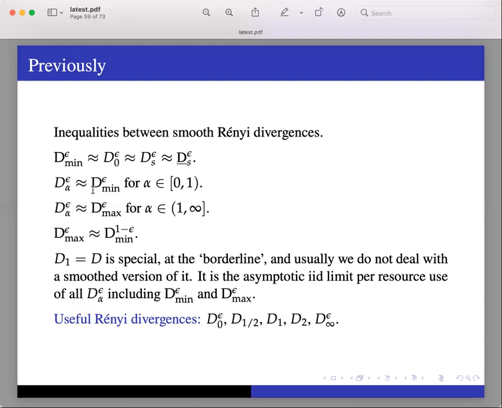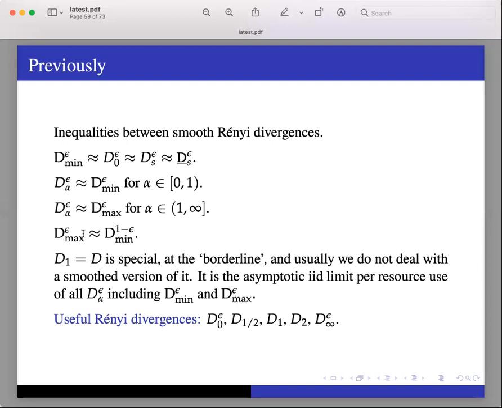Then we saw the result that the Reni entropies of order alpha for alpha strictly less than one behave roughly like D epsilon min or roughly like D epsilon zero. And the Reni entropies for alpha bigger than one behave roughly like D epsilon max. So D epsilon max was another word for D epsilon infinity.